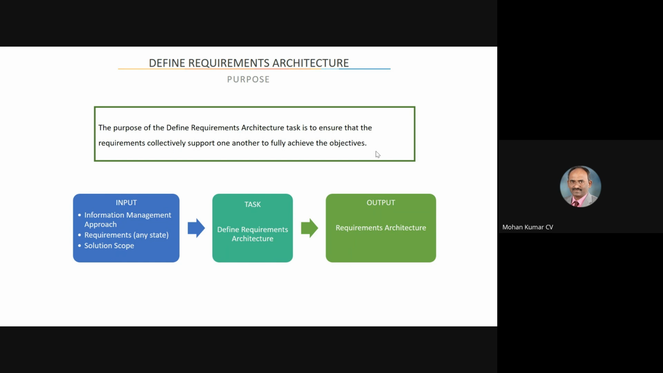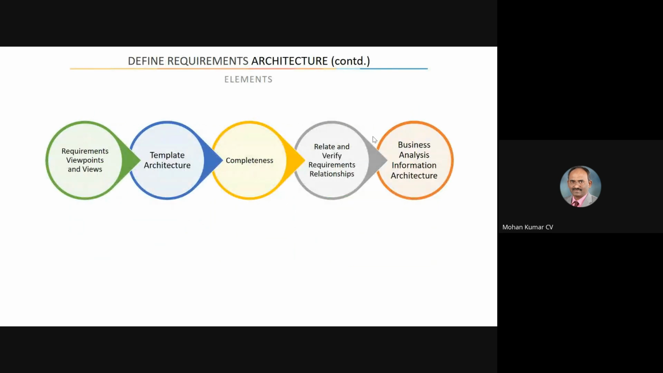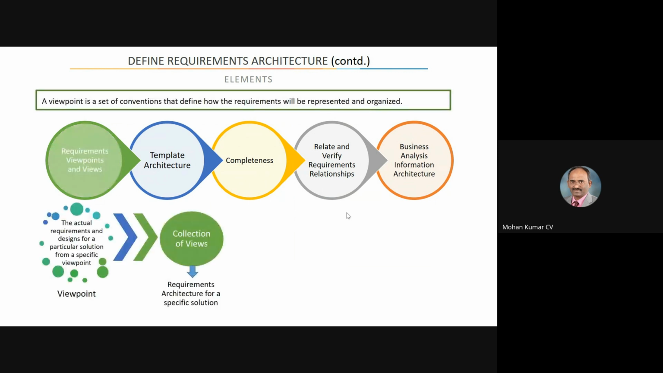And if you are putting in the dependencies, one requirement over the other, unless I do the first requirement, I may not be able to take up the second requirement. Putting everything in that sequence is called the architecture. So that architecture is important. Now, for this define requirements architecture, the elements you look at are requirements, viewpoints and views, template architecture, completeness, relate and verify requirements relationships, and business analysis information architecture.